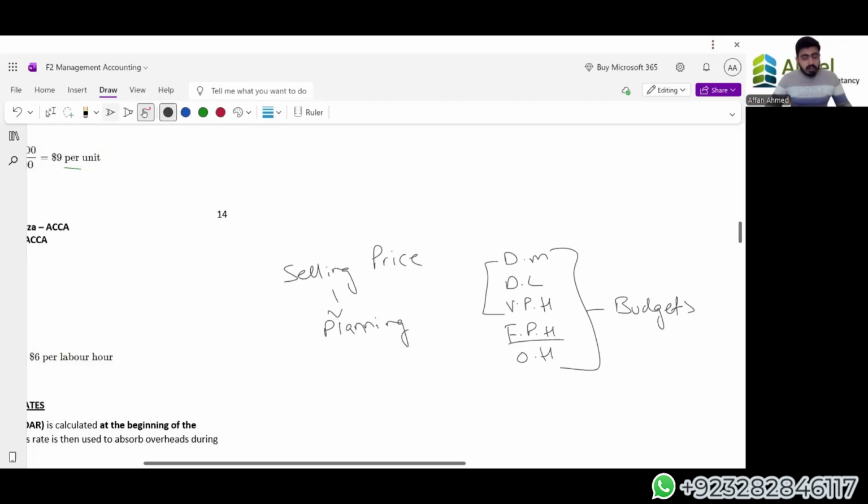So when we are saying that we have a fixed overhead allocated to a product, the fixed overhead is a predetermined fixed overhead.